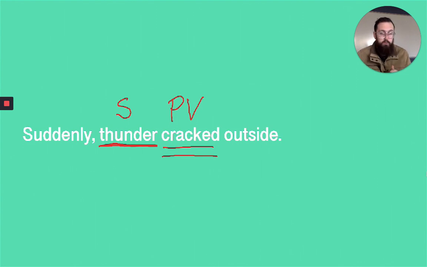So now we go through and do modifiers. And remember, it's a little different. We start at the end of the sentence and work our way to the front. So outside tells me where the thunder cracked. So where it cracked. So it's modifying cracked. And since cracked is a verb, that means outside is an adverb.